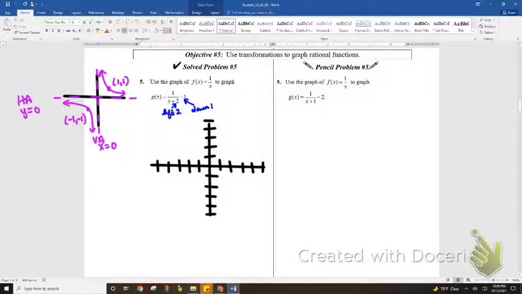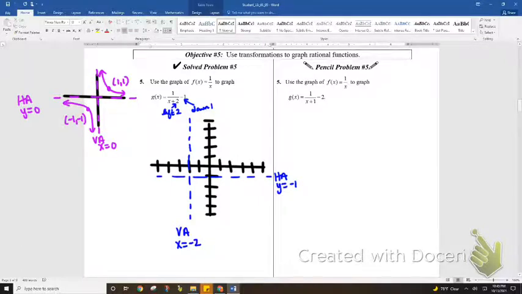Alright, so we're going to go to the left 2, so that means that vertical asymptote is now over here at x equals negative 2. And it said it's going to go down 1, so that means this horizontal asymptote is going to move down 1. And so it's going to be at y equals negative 1.